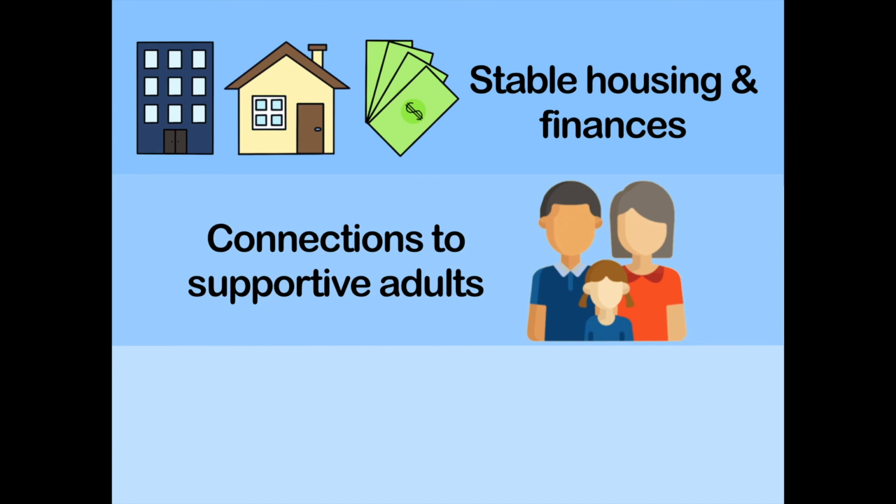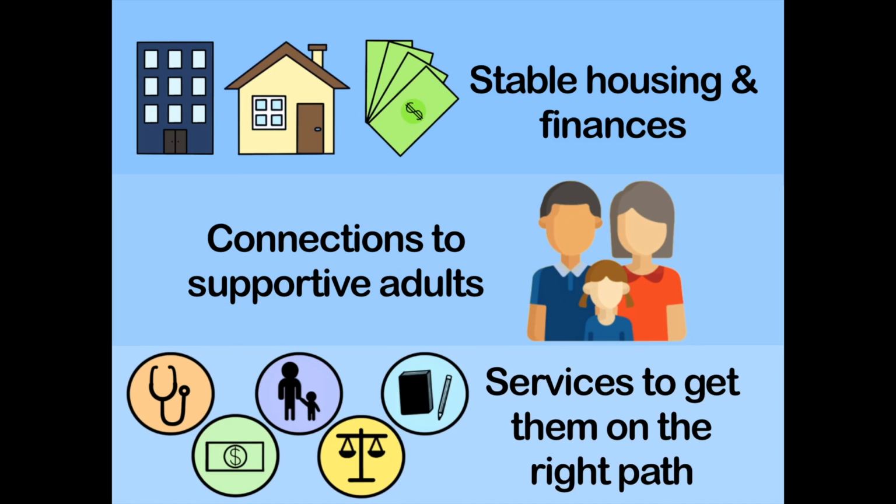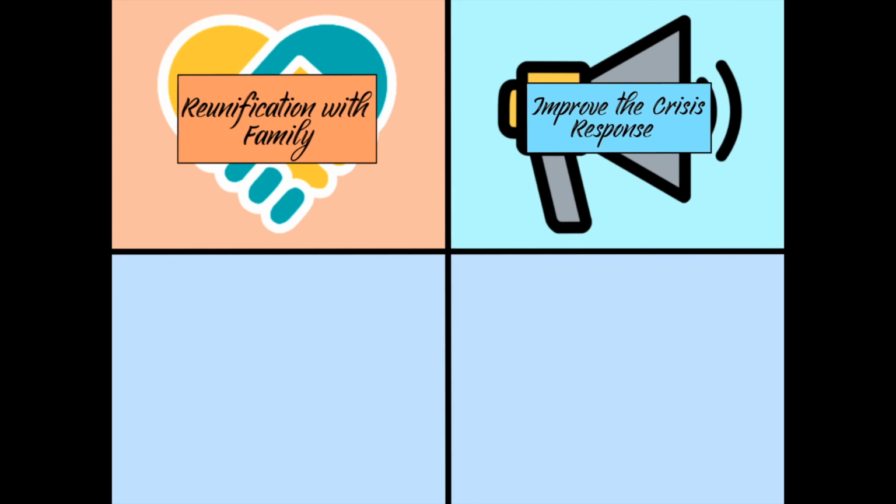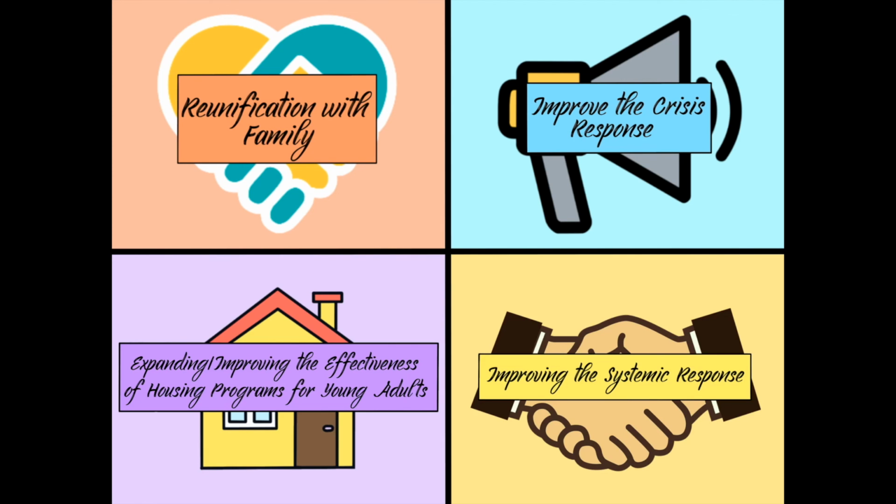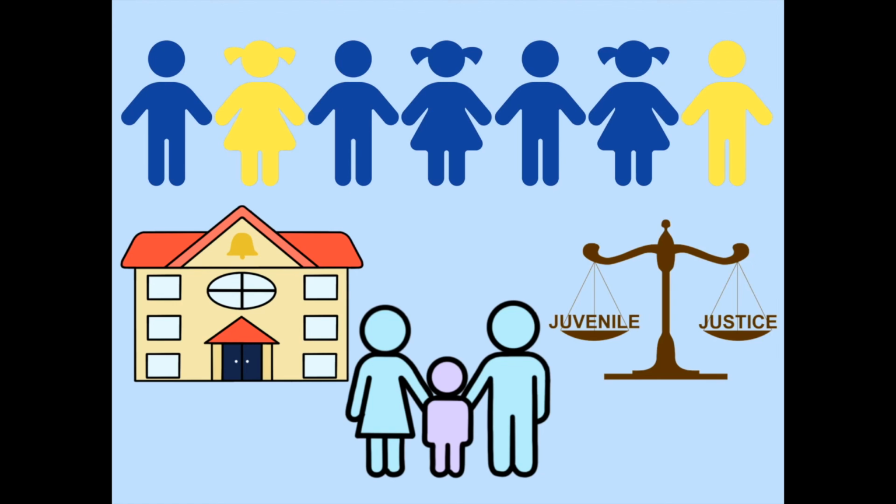Let's take a recap on the various ways that the youth homelessness issue can be addressed. In order to end homelessness for youth and young adults, they must have access to stable housing and finances, connections to supportive adults, and the ability to be assisted by a variety of services to help them get back onto the right path, such as education, employment, rehabilitation, etc. Next, there are also numerous specific ways that the homeless youth can be helped directly, such as by reuniting them with family, improving the crisis response, improving housing programs, and improving the systemic response. Finally, the last way of addressing and preventing youth homelessness is identifying early risk individuals and directly improving institutions to help those youth get back onto the right track and not fall into homelessness.